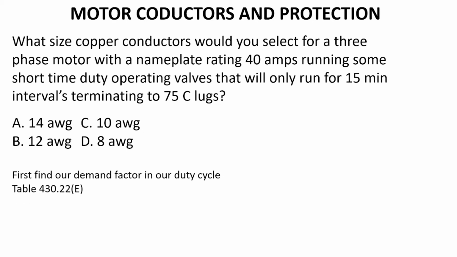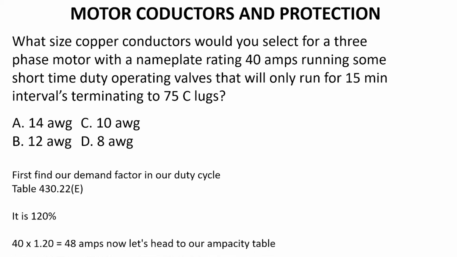It's in table 430.22(E). We go over to the left-hand side and find that we're dealing with short-time duty operating valves. And then we slide over to our respective time interval, which is going to be 15 minutes in this case. And we find that our demand factor is 120%. So we multiply 40 by 1.20. That is going to give us 48 amps.